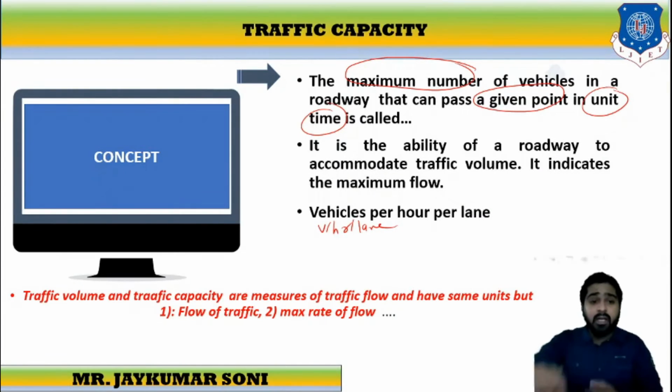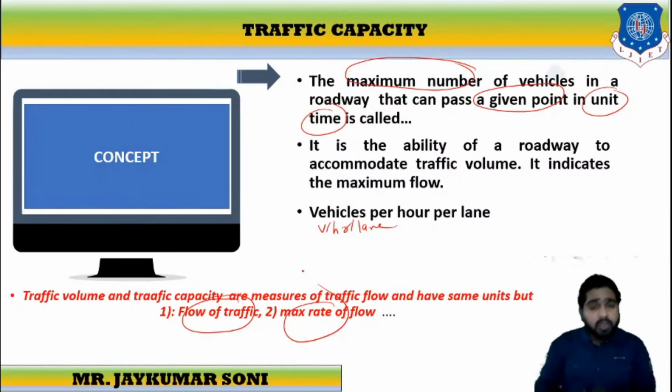Let me tell you that traffic volume discusses the flow of traffic, and traffic capacity discusses the maximum rate of flow. So this is the basic difference: in traffic volume we are discussing the flow of traffic, and whenever we are discussing traffic capacity, we are discussing the maximum rate of flow.